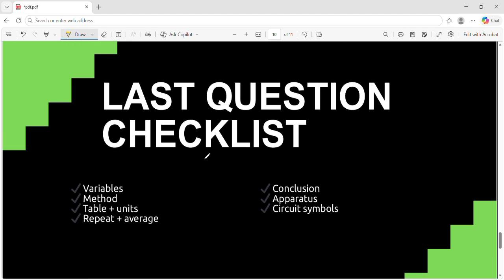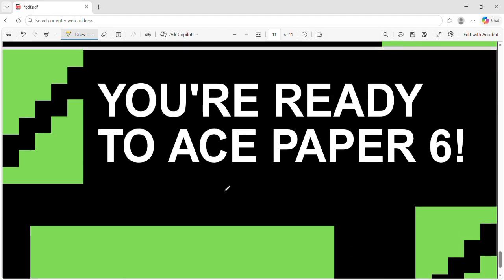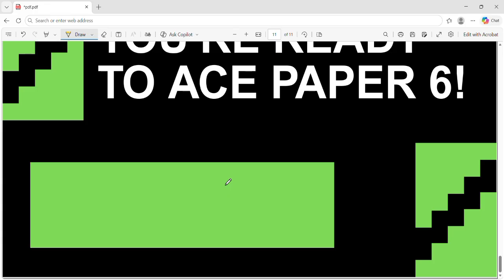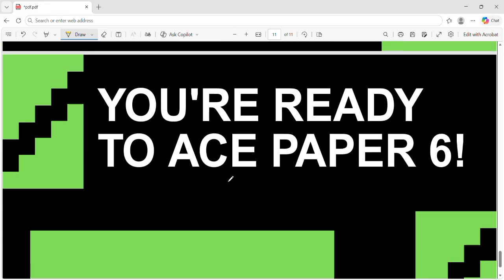So finally, this is the last question checklist: your variables, your methods, your table, repeating and then taking average, conclusion, apparatus, circuit symbols if they have asked you, and you're ready to ace paper 6. But not yet, because we're going to do an example question now.